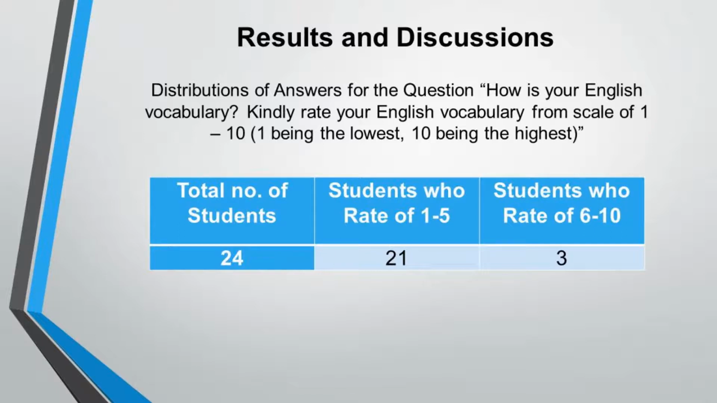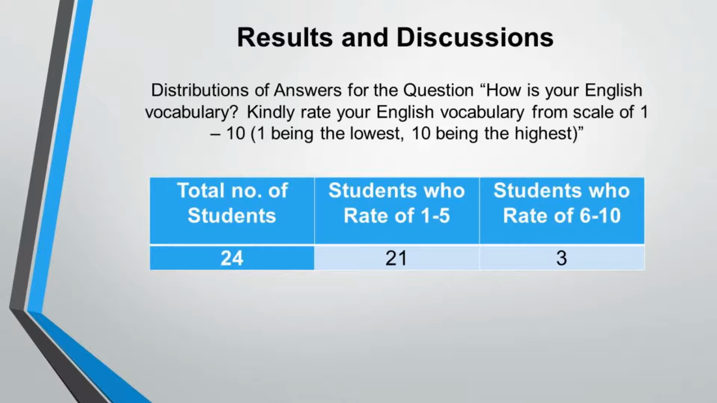So, in table number 2, distributions of answers for the question, how is your English vocabulary? Kindly rate your vocabulary from a scale of 1 to 10. So, these are the total numbers of students. 24. Students who rated 1 to 5 is 21, and students who rated 6 to 10 is 3. So, out of 85 grade 9 students, a total of 24 students were interviewed as an accessible sample.